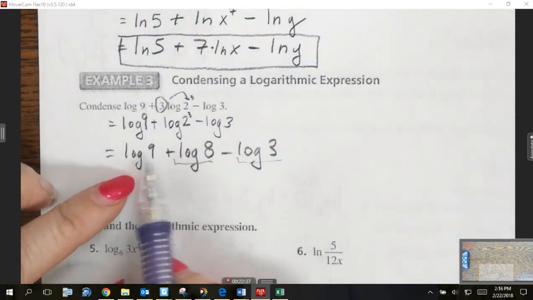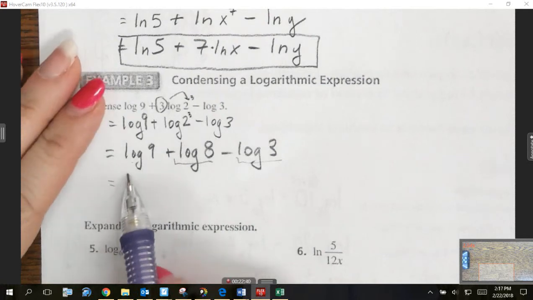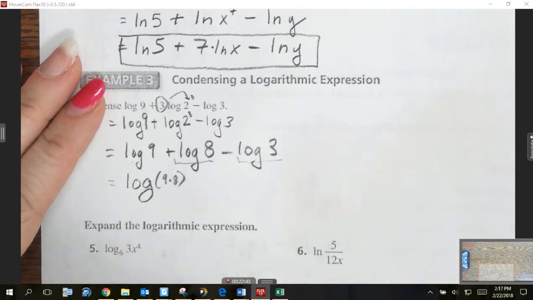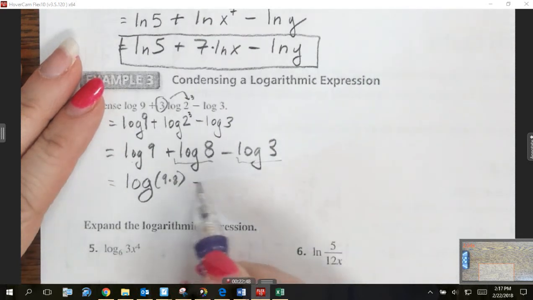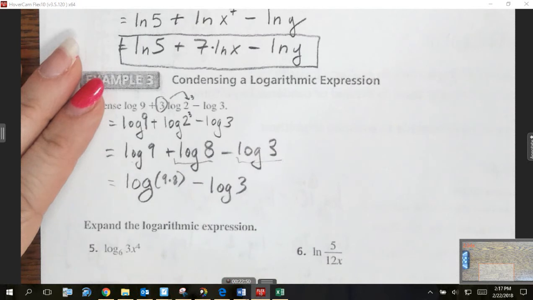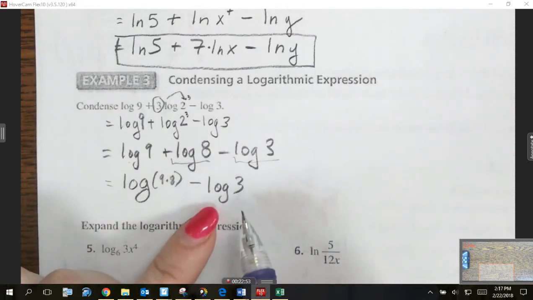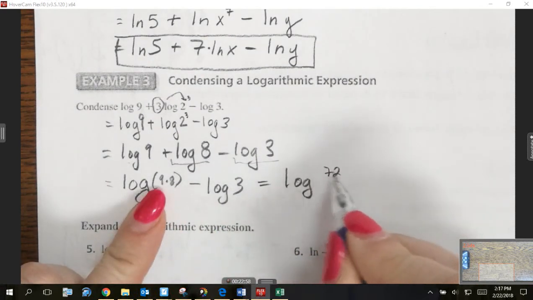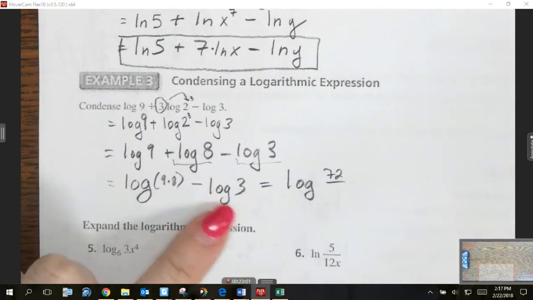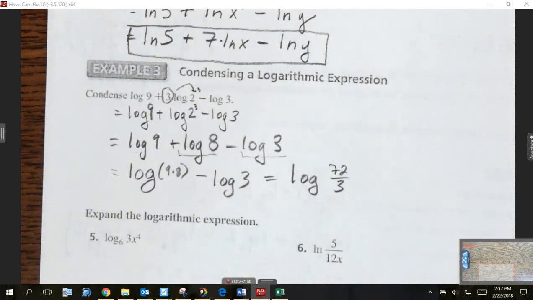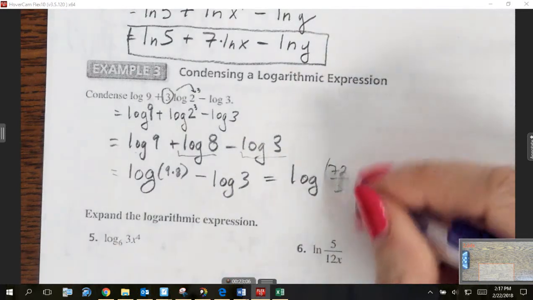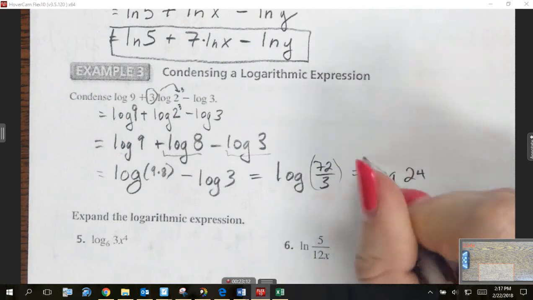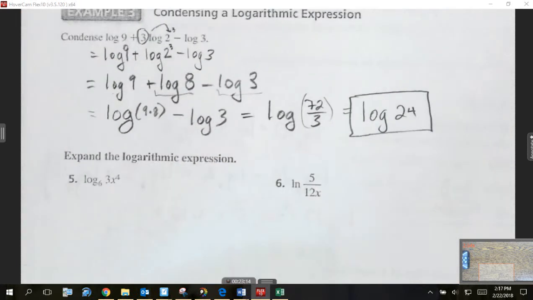These two are addition. So we'll write it as log, and then you do 9 times 8, which we can find the answer in a moment. We still have minus log 3. Since log 3 is being subtracted, we write it as log, what's 9 times 8? 72 over 3. So we do not write log for both parts. We just write 72 over 3 with the one log. And then that does simplify to log 24. So that is the condense.